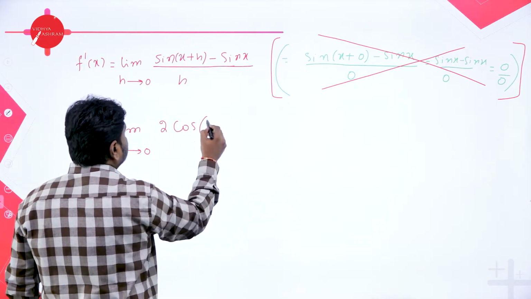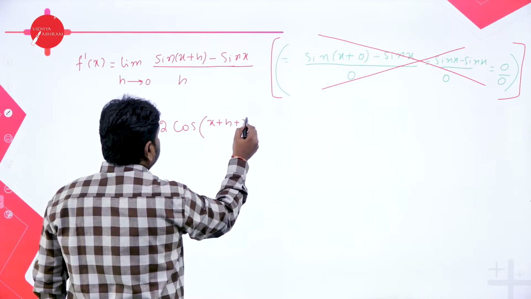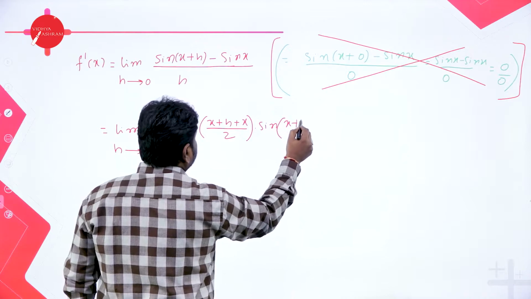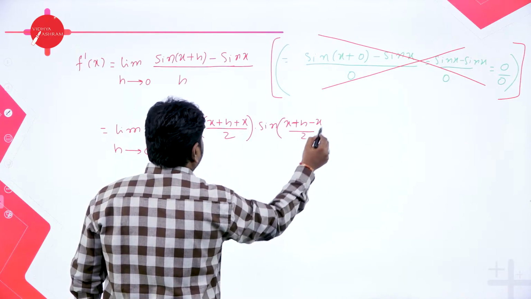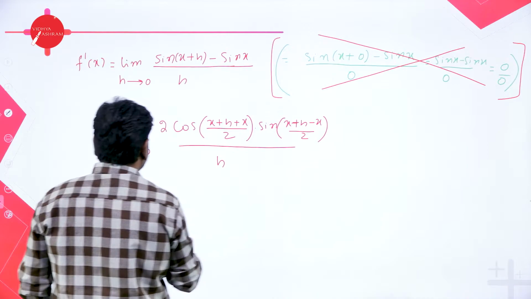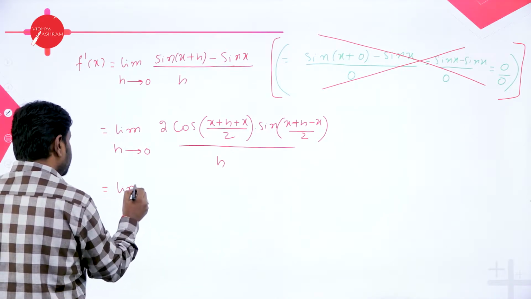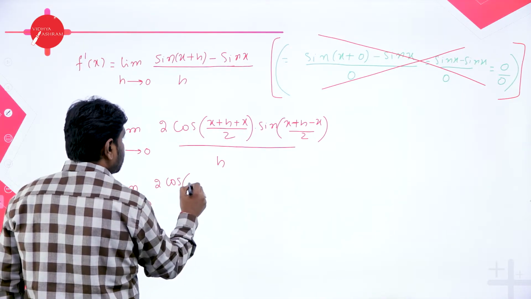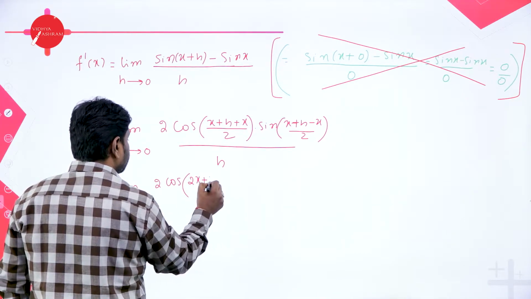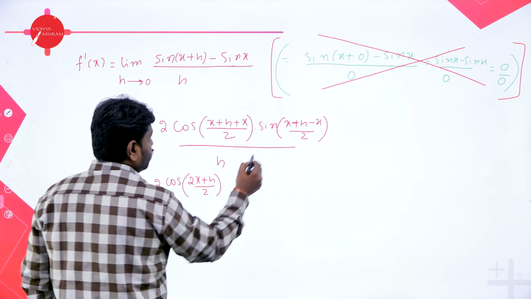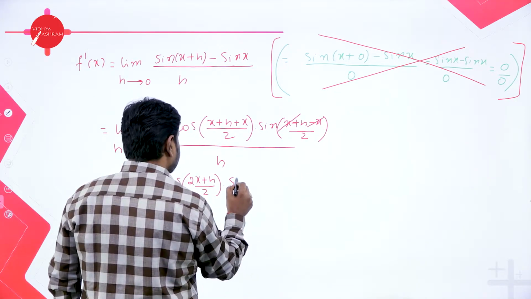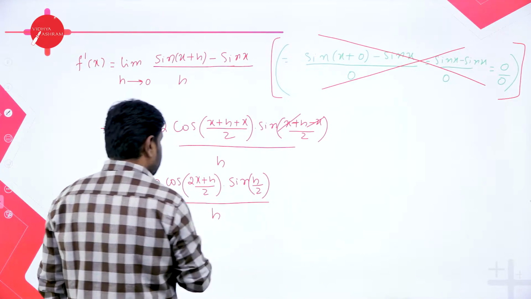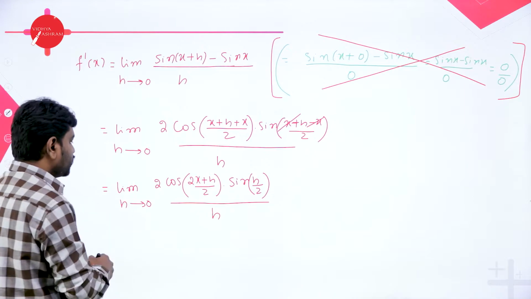So this can be written as 2 cos (c plus d) by 2, where c means x plus h, into sin (c minus d) by 2, that is (x plus h minus x) by 2, divided by h. Further it will become limit h tends to 0, 2 cos (2x plus h) by 2 into, cancelling x and x, sin h by 2, divided by h.